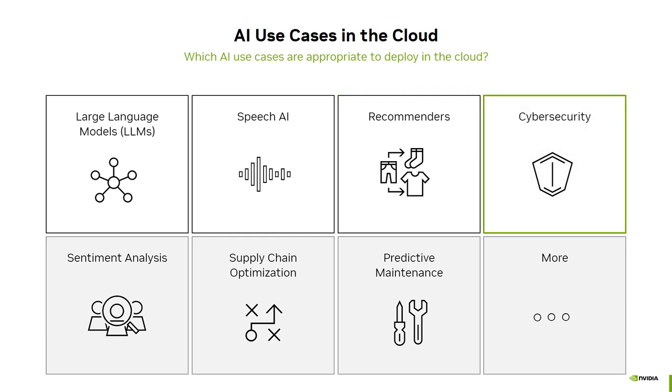Cloud-based fraud detection and prevention services can be used to identify and prevent fraudulent activities in real time. Sentiment analysis is the process of using natural language processing and machine learning techniques to identify and quantify the emotional tone and subjective opinions expressed in text data. Supply chain optimization services can be used to optimize supply chain operations, such as demand forecasting, inventory management, and route planning. Predictive maintenance services can be used to predict equipment failures and prevent unplanned downtime. This is just the tip of the iceberg, with many more applicable use cases.